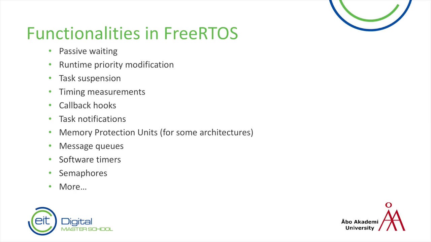Just to mention a few, we have passive waiting, priority modification, task suspension, ways of measuring time, callback hooks, and lightweight notifications. Some platforms also support memory protection by software. And in this lesson, we will shortly introduce semaphores and mutexes used for resource sharing, and also message queues used to send information between tasks.